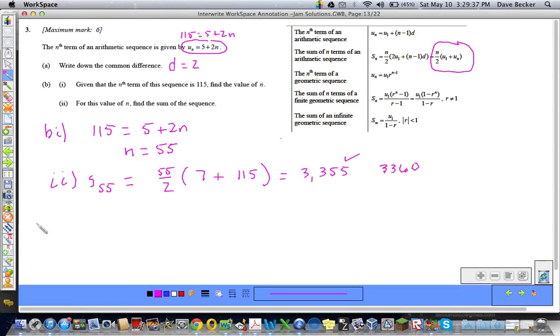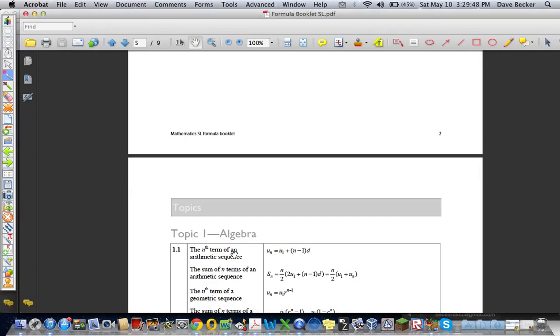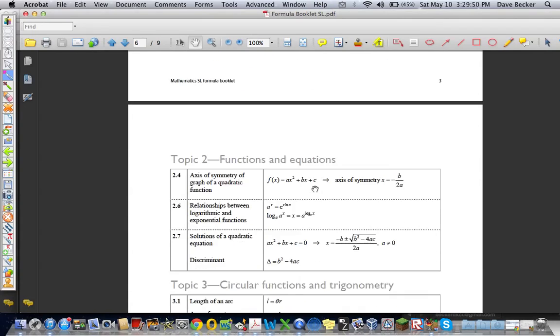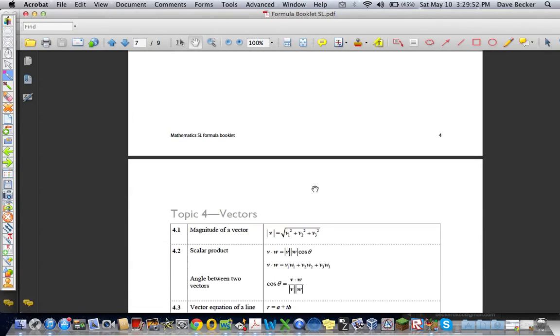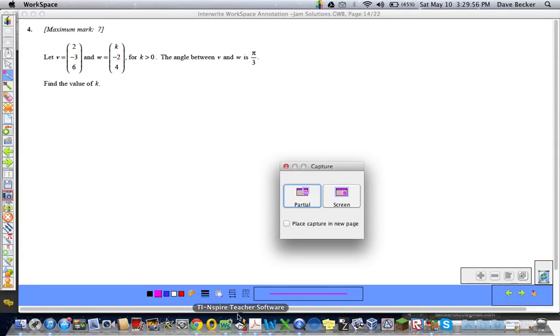Okay, one more on this exam jam, number 4. Oh, so easy. We've got 2 vectors, right? We have to find the angle. Let's look in our formula sheet where vectors are. I think it's topic 4. Yeah. And I'm just going to copy all those.